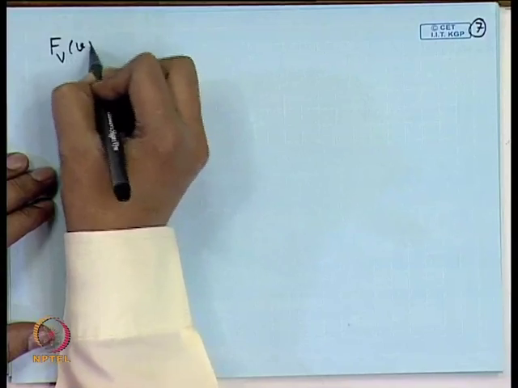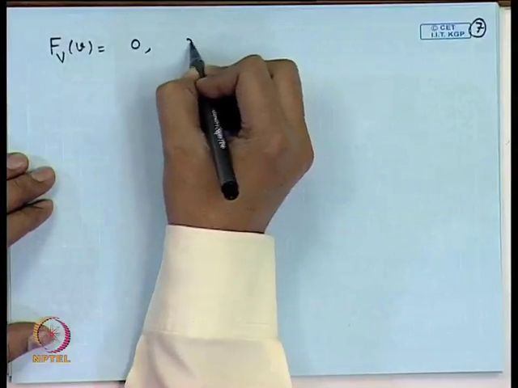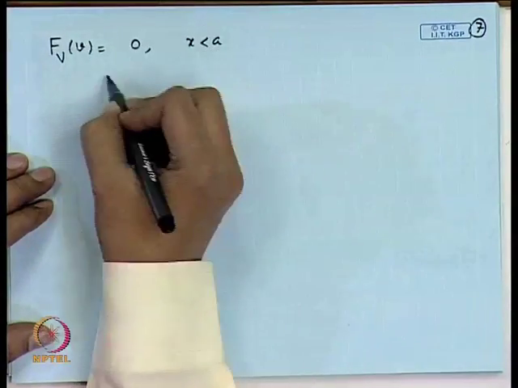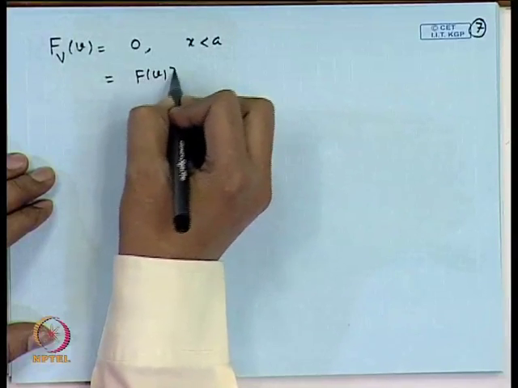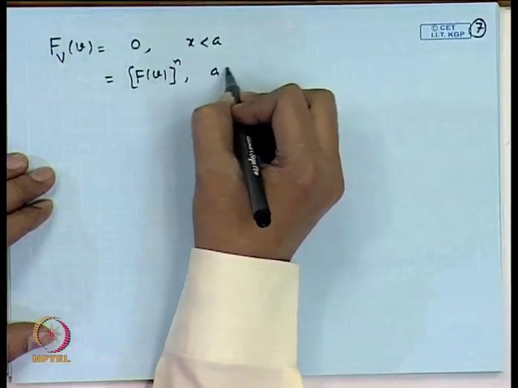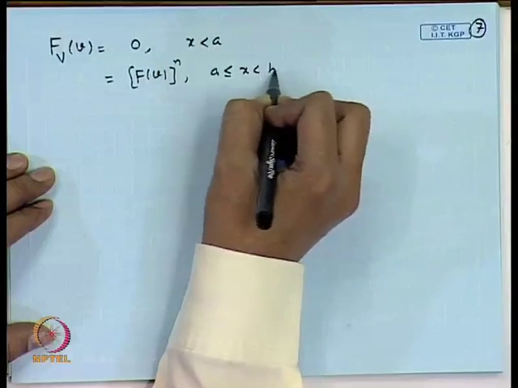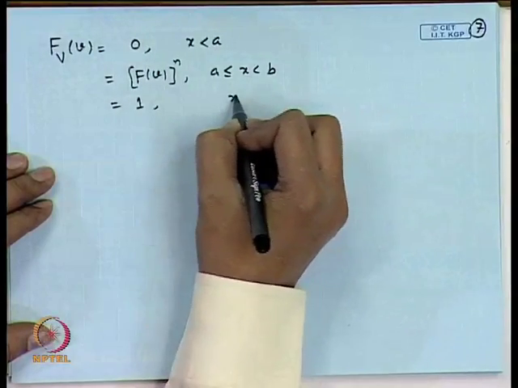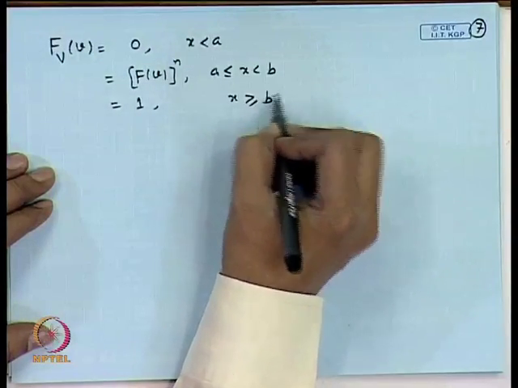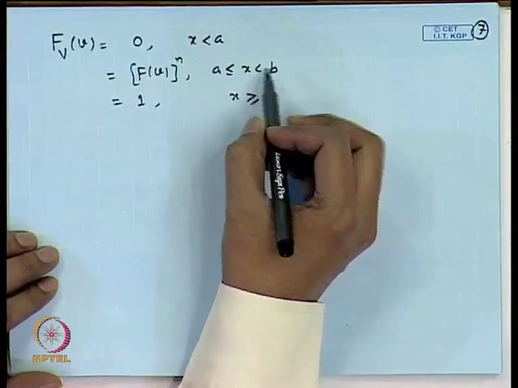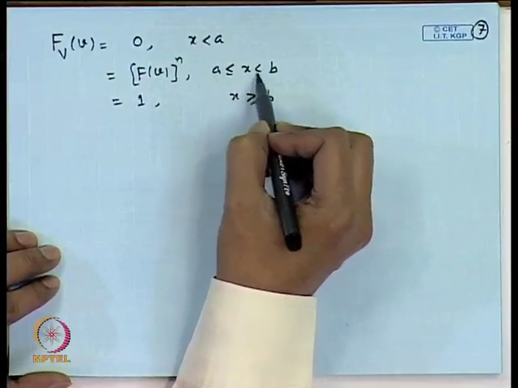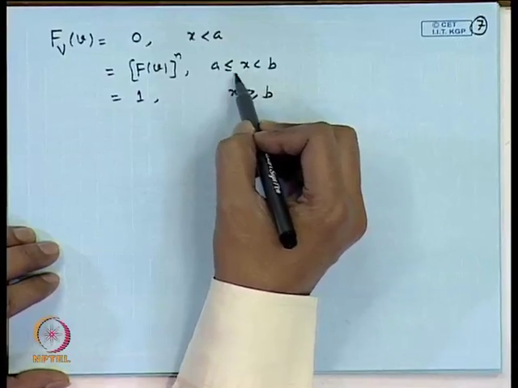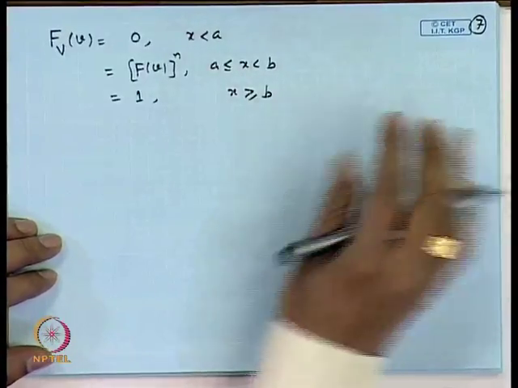Similarly, if I consider say F_V, then it is equal to 0 for x less than A, it is equal to F_V to the power n for A less than or equal to x less than B, it is equal to 1 for x greater than or equal to B. Notice here that this equality or inequality does not make any difference, because it is a continuous distribution.